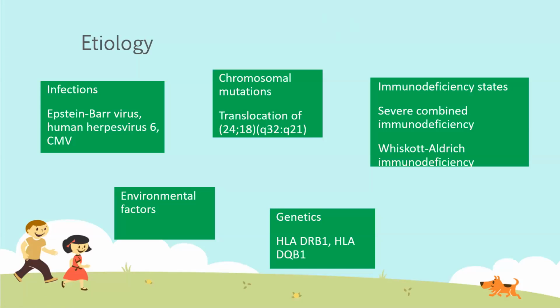And then we have immunodeficiency states, whether inherited or acquired, which can also predispose someone to get lymphoma. For example, patients who have severe combined immunodeficiency and other immunodeficiencies, and also patients who have HIV and organ transplantation, are also at risk of developing lymphoma. Genetics also has a role in developing lymphoma. Studies show that patients with HLA-DRB1 and HLA-DQB1 are susceptible to getting lymphoma. And also, environmental factors are one of the causes, for example pesticide exposure and radiation. Next.